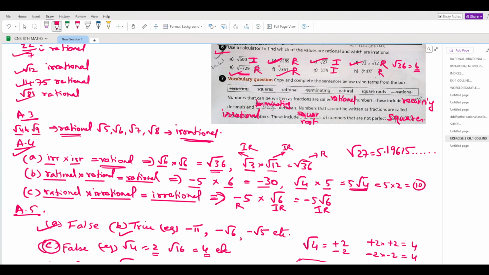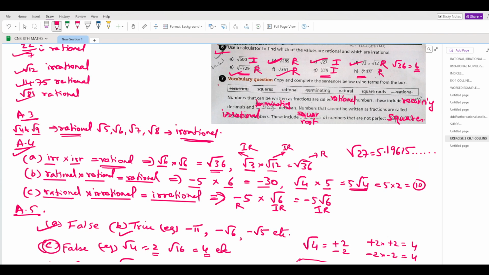Next is cube root of 25. Now cube root of 25 will be irrational, because square root of 25 is 5, but cube root of 25 will be a number which will be non-terminating and non-recurring. So it is an irrational number. Same way, cube root of 1331, if I type this on the calculator, I'm getting the answer as 11, and 11 is a rational number. So this is correct, rational number.